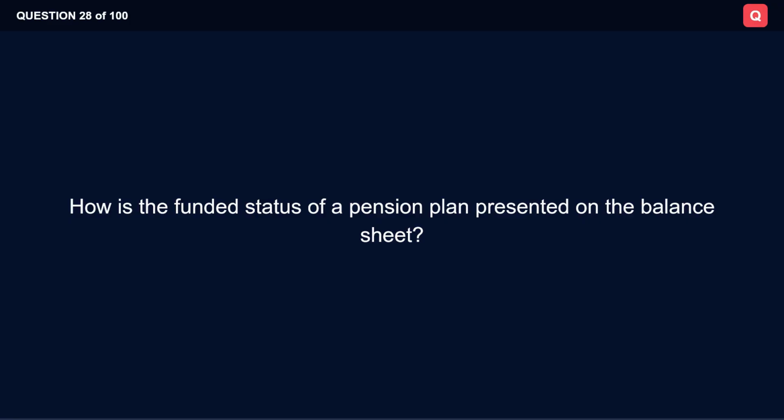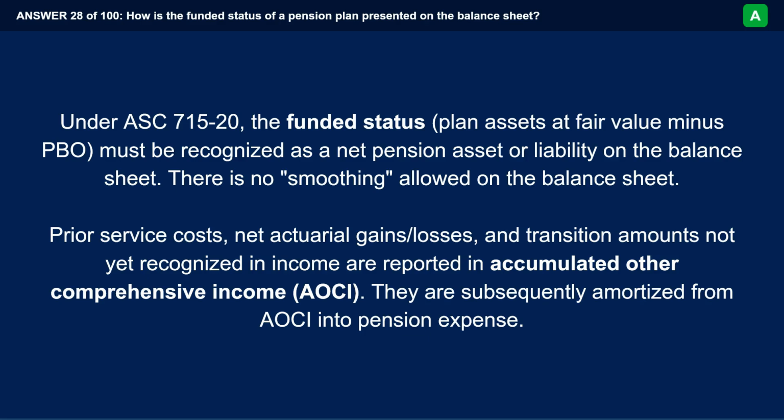How is the funded status of a pension plan presented on the balance sheet? Under ASC 715-20, the funded status, plan assets at fair value minus PBO, must be recognized as a net pension asset or liability on the balance sheet. There is no smoothing allowed on the balance sheet. Prior service costs, net actuarial gains/losses, and transition amounts not yet recognized in income are reported in accumulated other comprehensive income, AOCI. They are subsequently amortized from AOCI into pension expense.